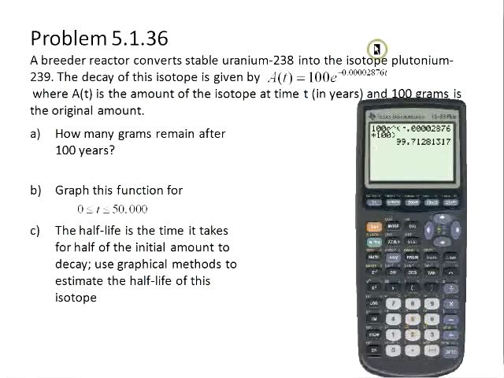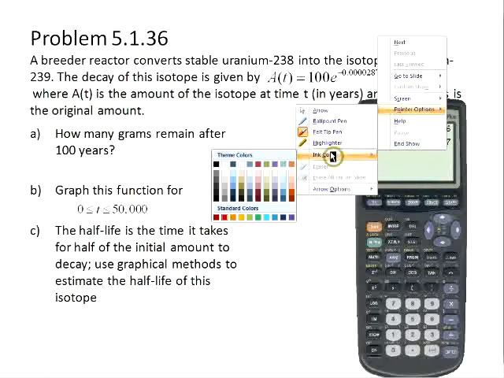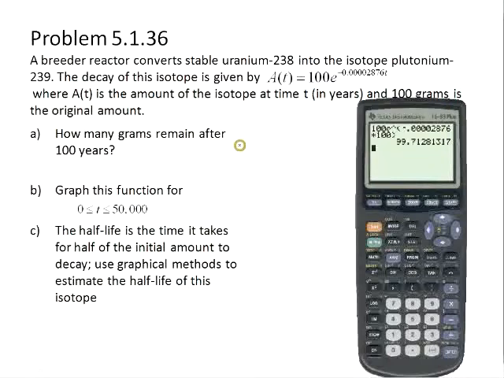So our answer for this problem is going to be approximately 99.7 grams. Now notice that almost the entire 100 grams is still there after 100 years, so this decays very, very slowly, and we can see that from the exponent. This is a very, very small number, and it's negative, so it is decreasing, and that answers part A.